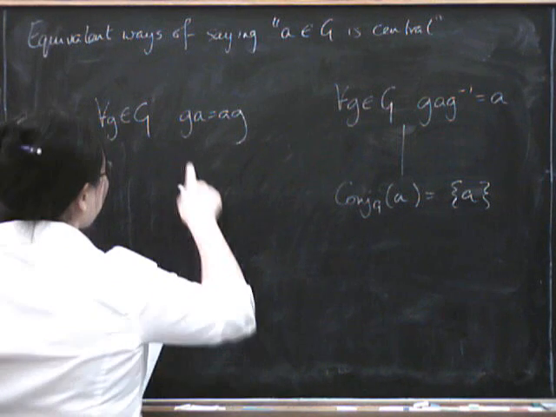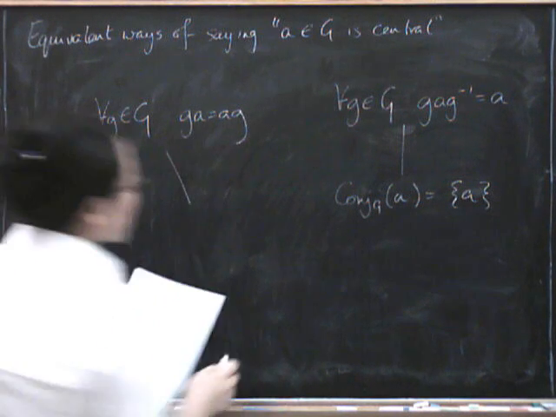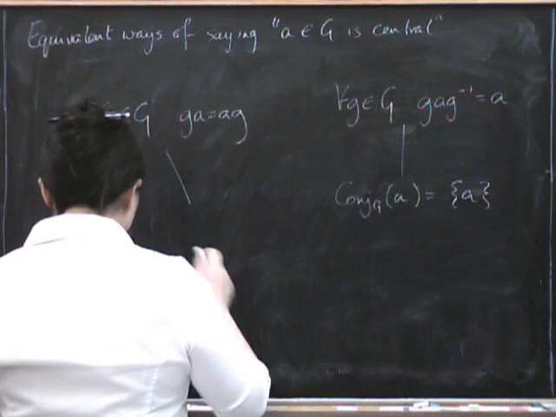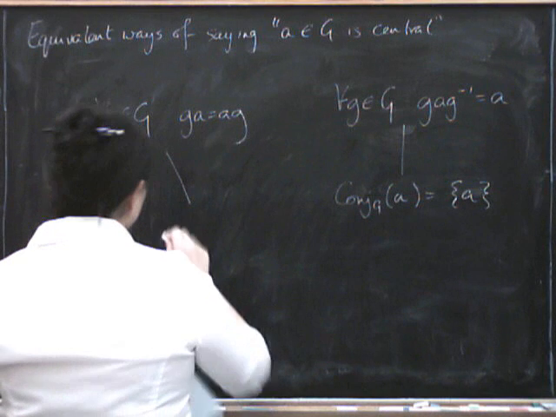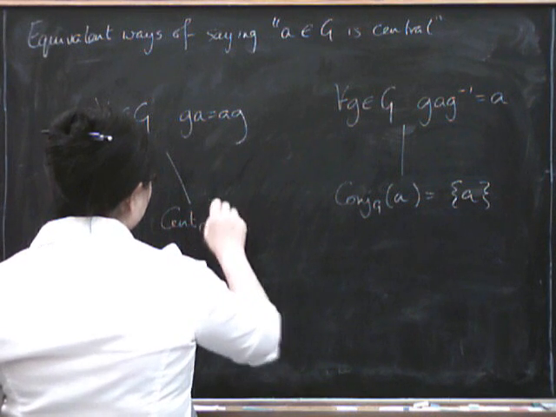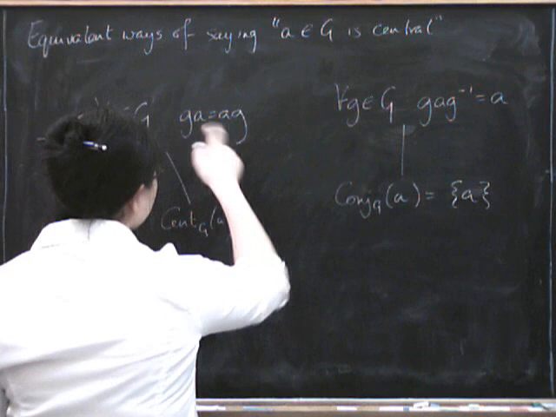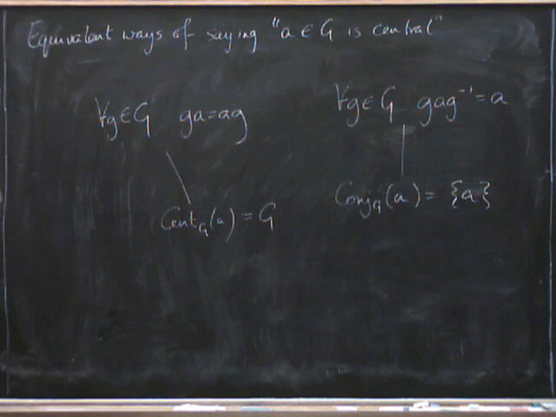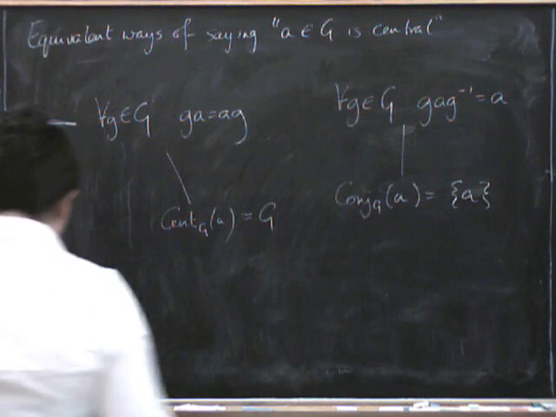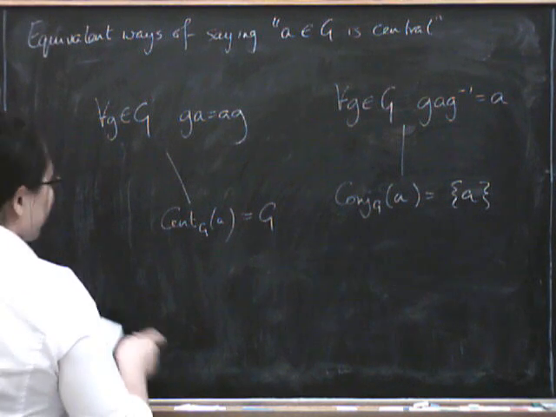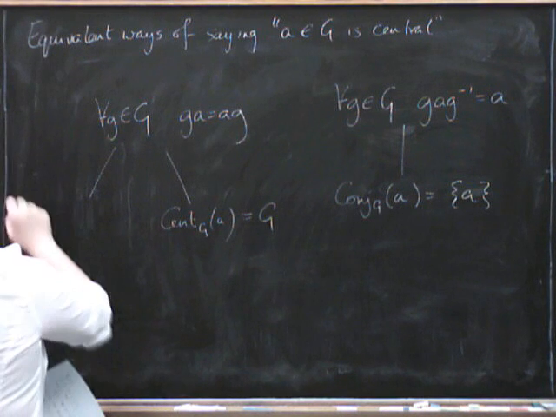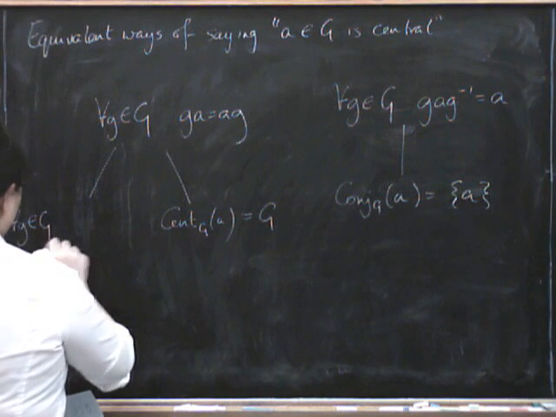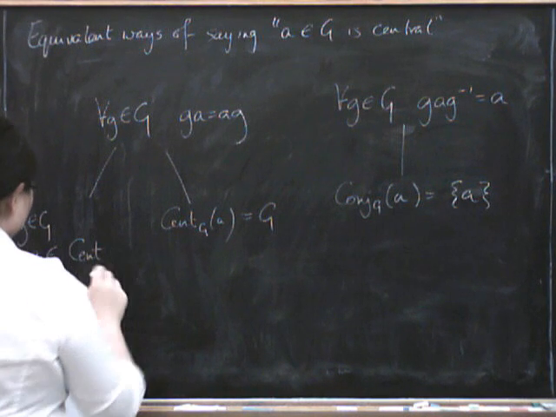So what's another way of saying this? Well, the centralizer of A is all those elements that commute with A. But this is everything. So that's saying that the entire group is the centralizer of A. And another way of saying this is that for all g in G, A is in the centralizer of g.